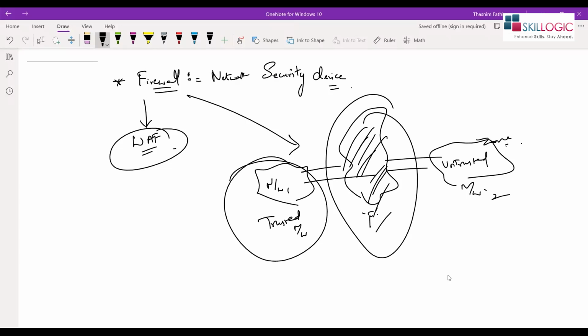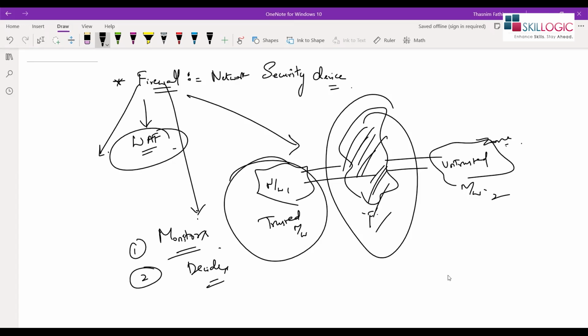Firewalls are network security devices which monitor incoming and outgoing network traffic. Very important: they decide whether to allow or block specific traffic based on predefined rules. And always remember, the firewall has been the first line of defense in network security for over 25 years.